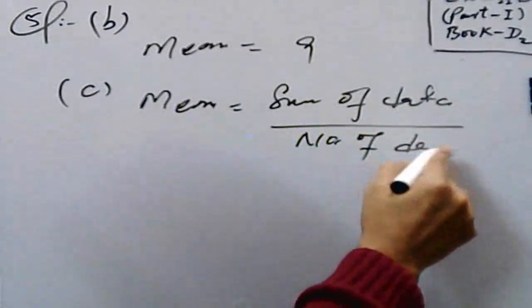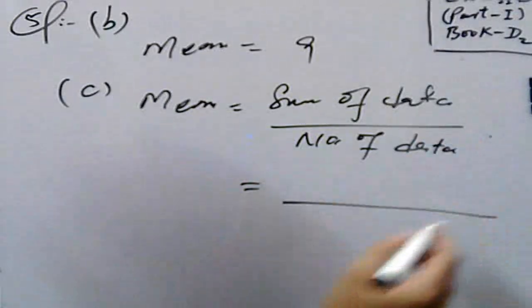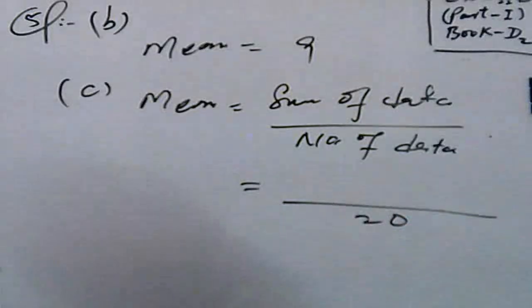So here you can see the number of data is 20, because in your diagram you can see that the number of data is 20. And the sum of all data should be summed, that is, you can see here the mean: 10 multiplied by 1 plus 11 multiplied by 3.